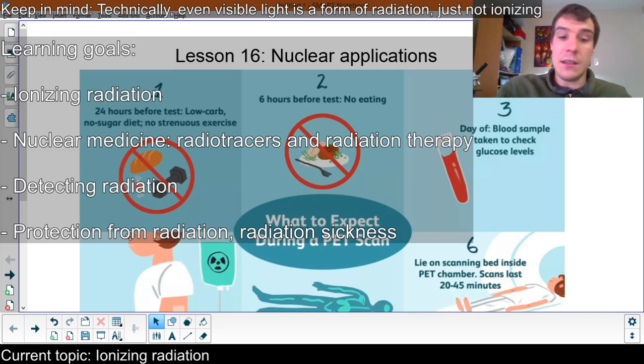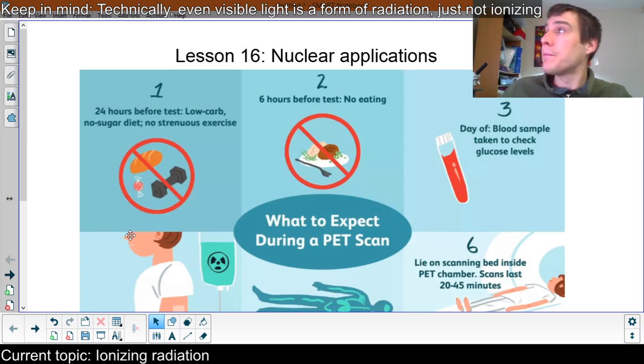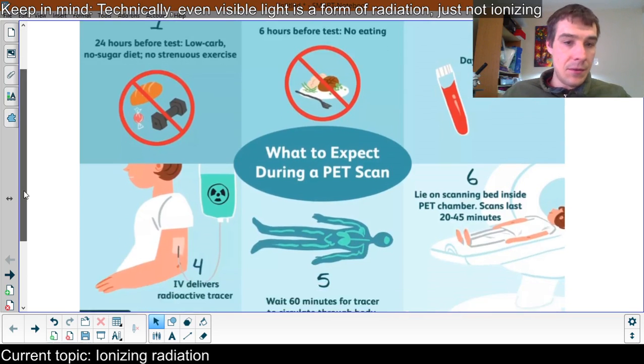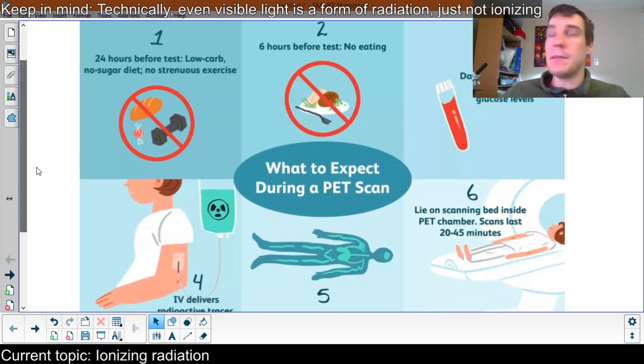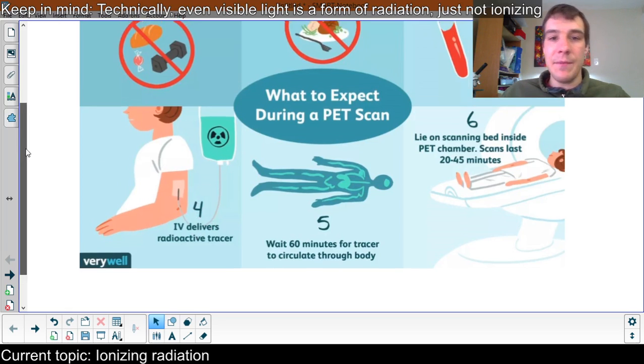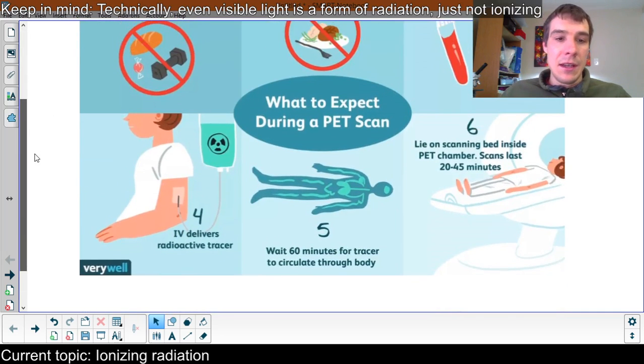So let's get started. Let's jump right into nuclear applications. And here I've just got a random thing I pulled off of a website, the Very Well website, talking about how to prepare for a PET scan, which is positron emission tomography. I picked this to start off with because this little box here says the IV delivers a radioactive tracer. So they literally inject you with radioactive material when you're doing a test like this, and that's what we're gonna kind of get started with.